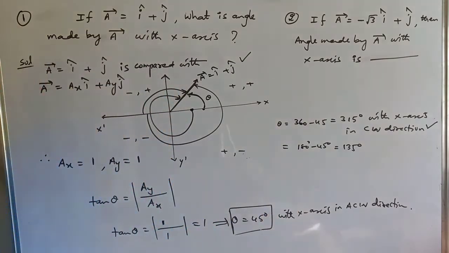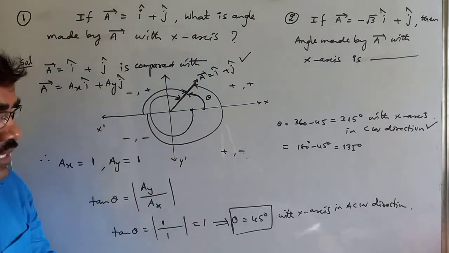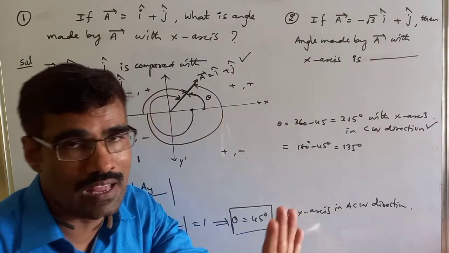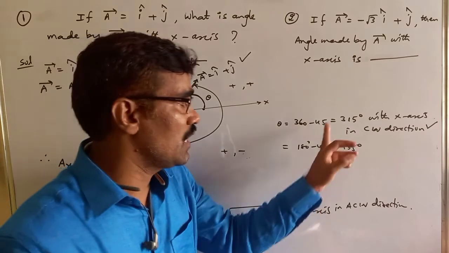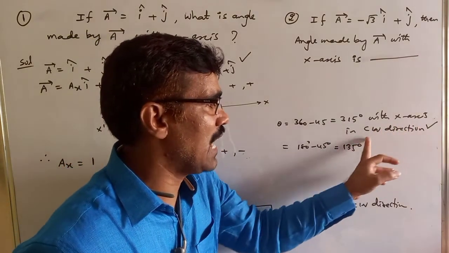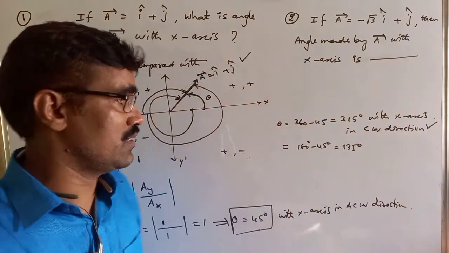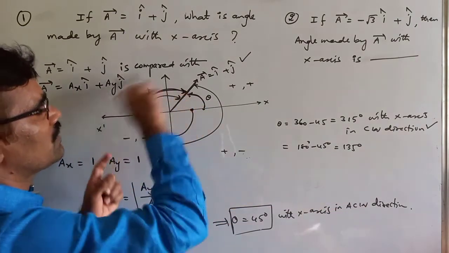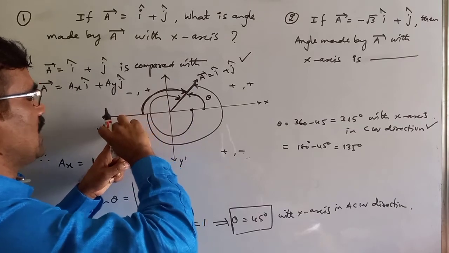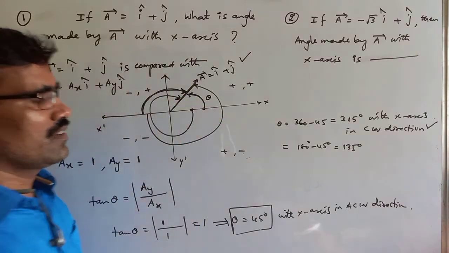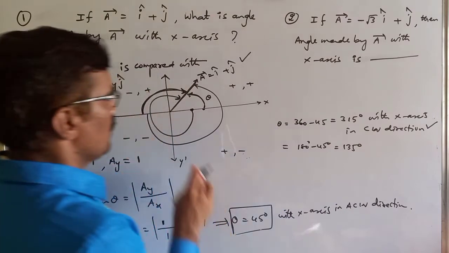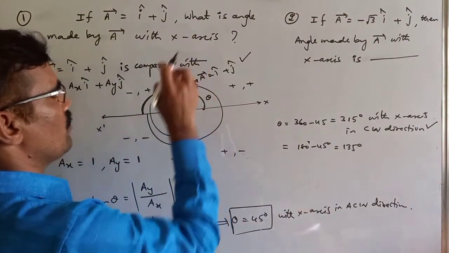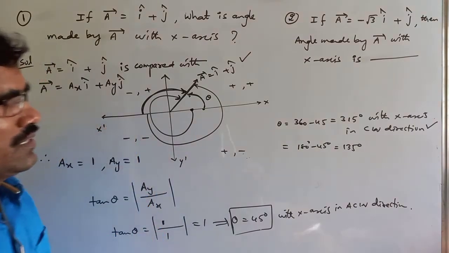So here the answer is 45 degrees with the x-axis in the anti-clockwise direction, that is correct. 315 degrees with the x-axis in the clockwise direction is also correct. 135 degrees with the negative x-axis, clockwise, okay sir. Then 225 degrees anti-clockwise with the negative x-axis.